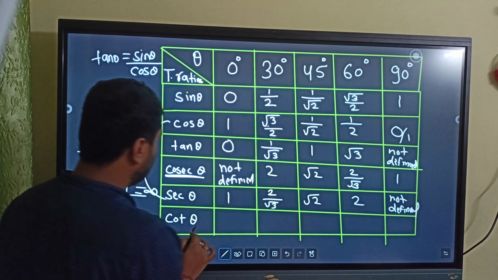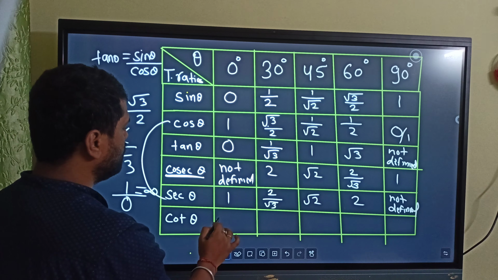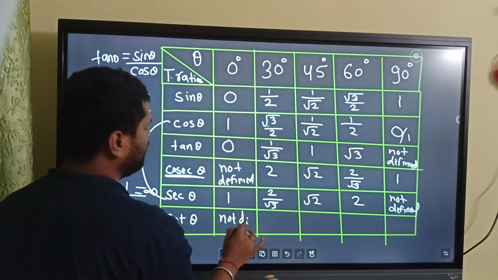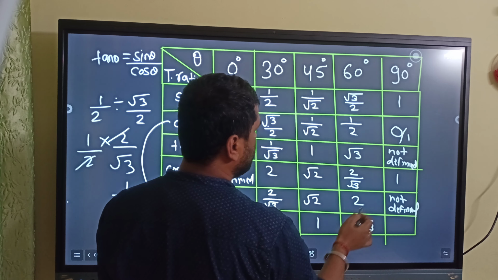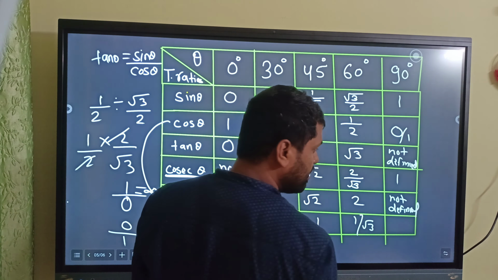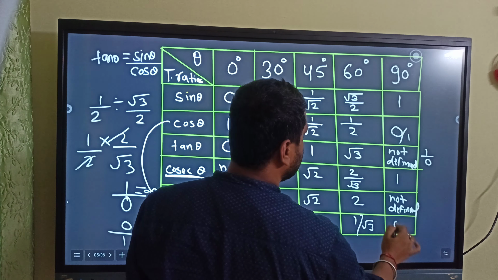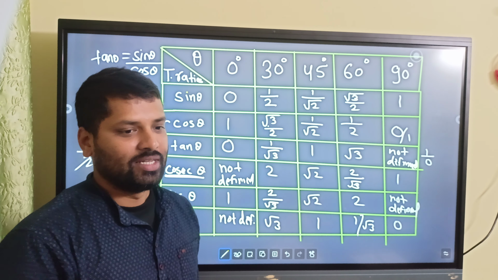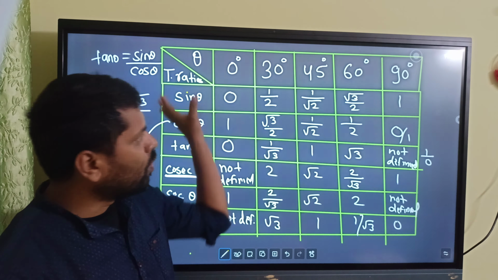Correct? Next, cot ulta of tan. So not defined. Correct? So cot 0 is not defined. Then next, root 3, root 3. 1 by root 3, 1 by root 3. 0. Here, 0. Not defined means what it is. 1 by 0. So here it will be 0 by 1. 0 by 1 will be 0. So this is the summary of trigonometric ratios. Okay. So if you know this, then over.